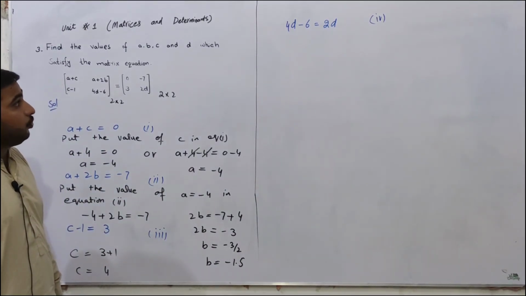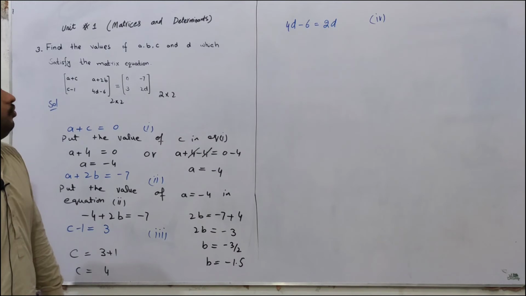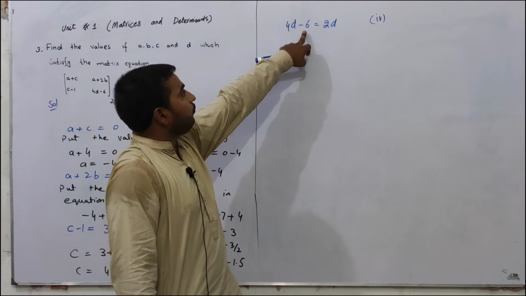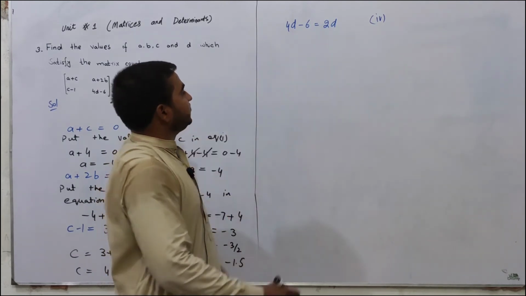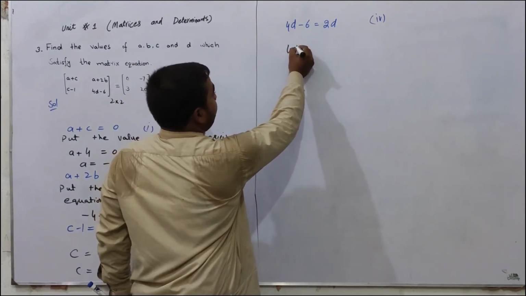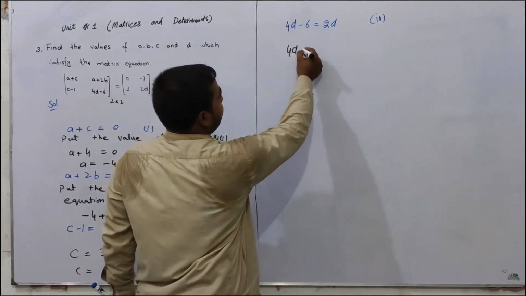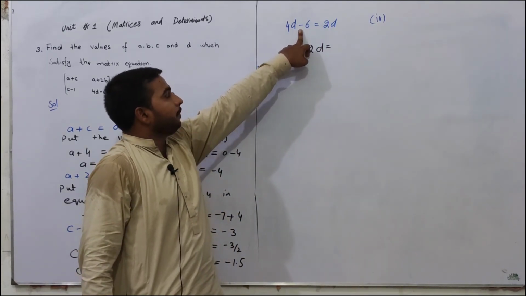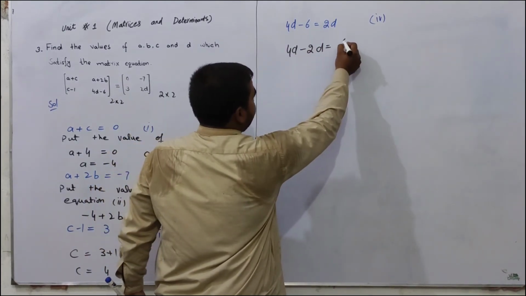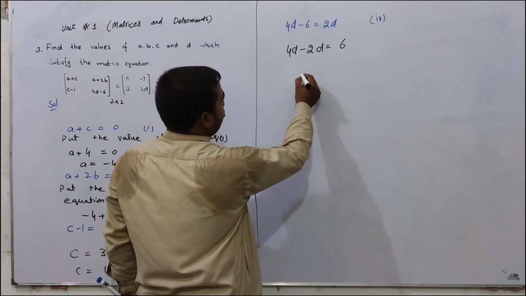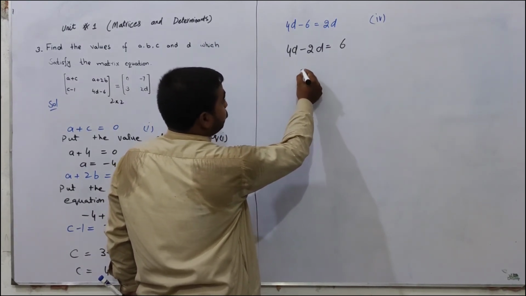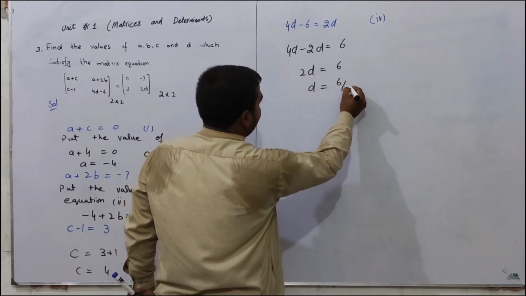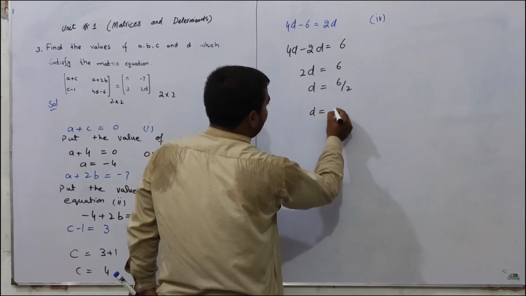At the end we find the value of D. How do we find the value of D? We collect all the same terms on one side and the constant values on the other side. Here is 4D, here 2D is added, on the other side it will be subtracted, 2D. Now minus 6, here is subtracted, on the other side it will be added. 4D minus 2D is equal to 2D, and 2D is equal to 6, so D is equal to 6 by 2, and D is equal to 3.